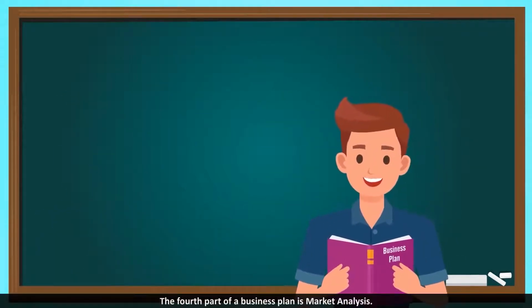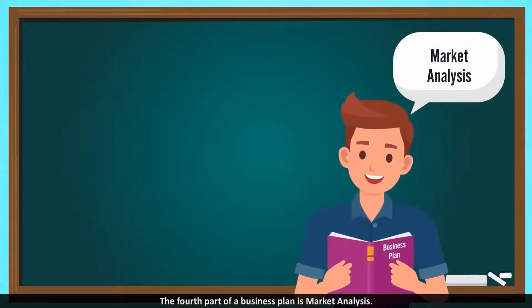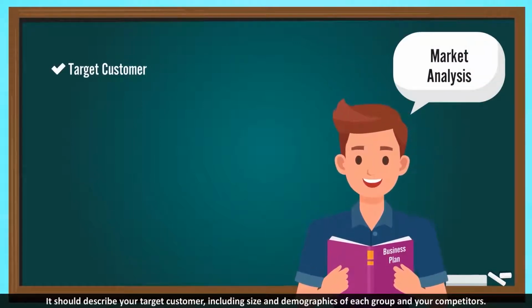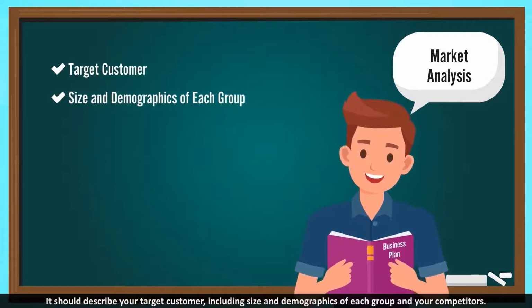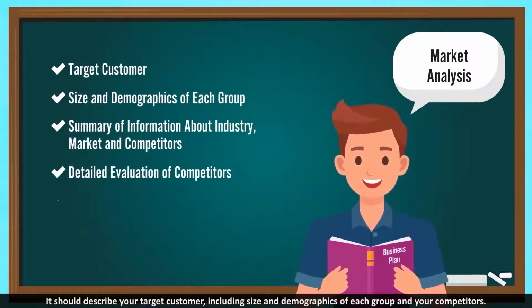The fourth part of a business plan is market analysis. It should describe your target customer, including size and demographics of each group and your competitors.